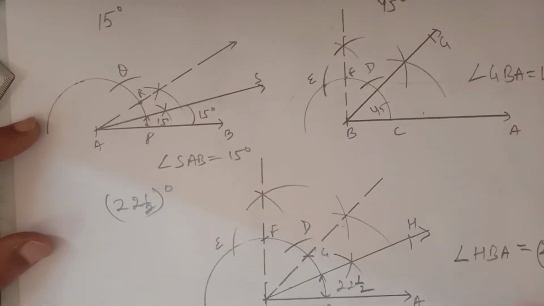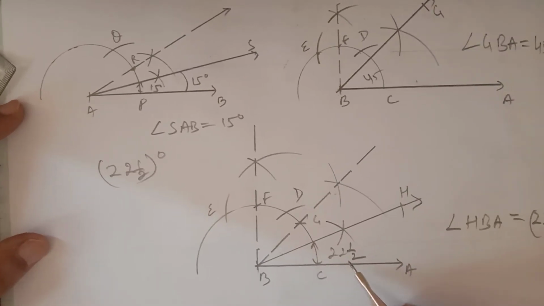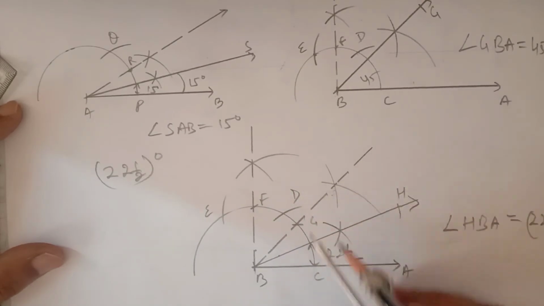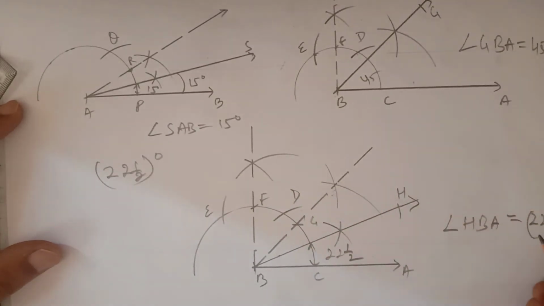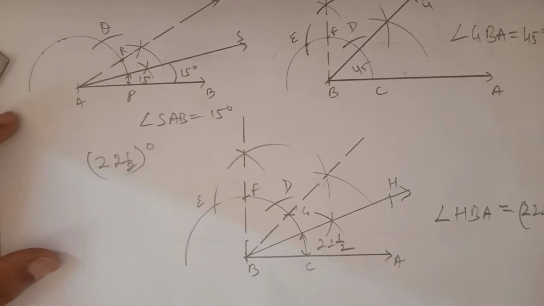This is how this 22 and a half degree angle is constructed by using only compass and scale. First of all, 90 is bisected, you will get 45. Bisected again, you will get an angle of 22 and a half degrees. This is the method to draw 22 and a half degrees.